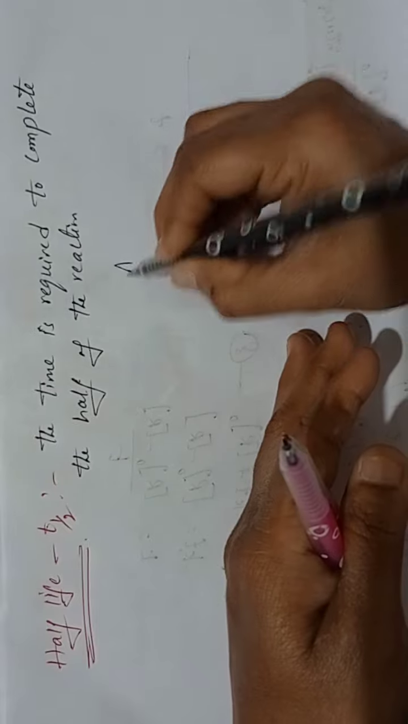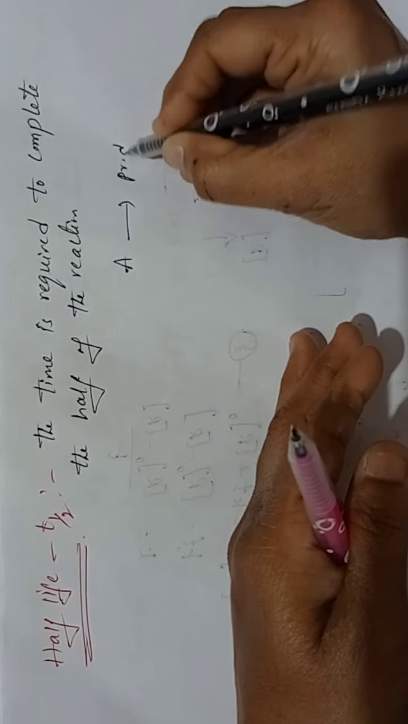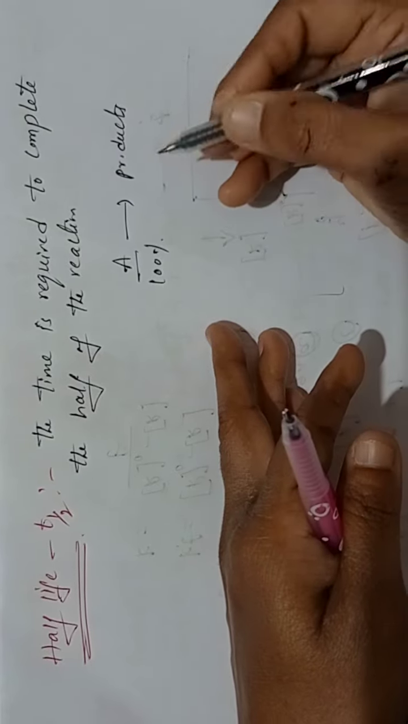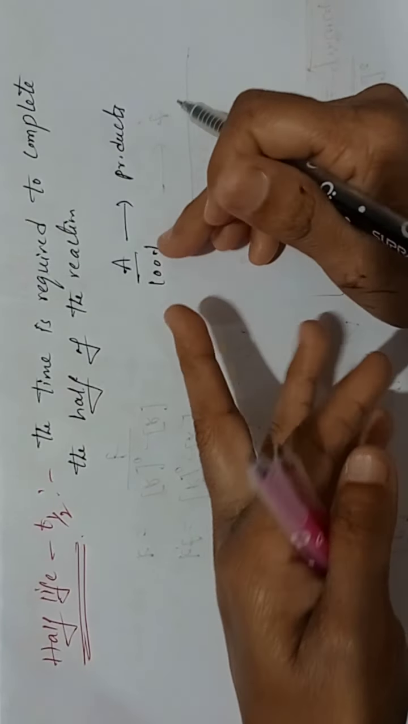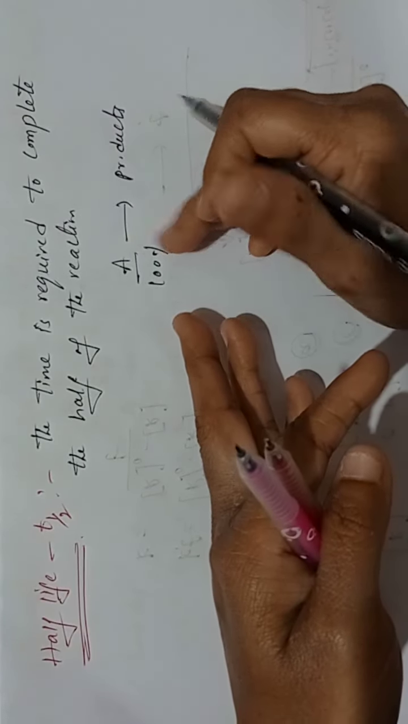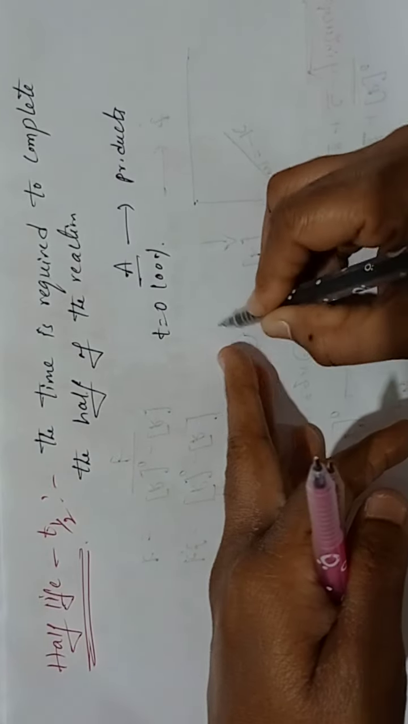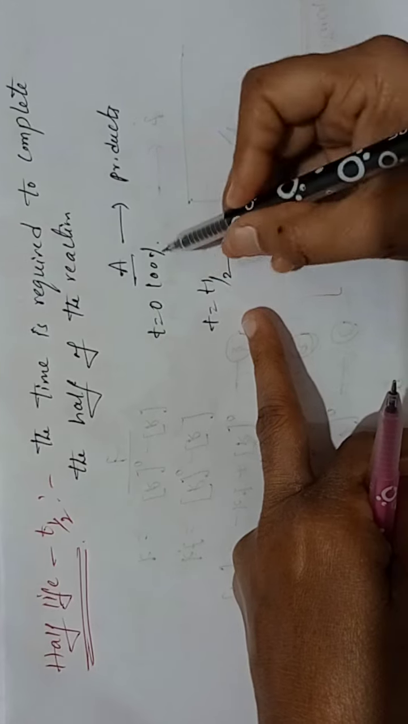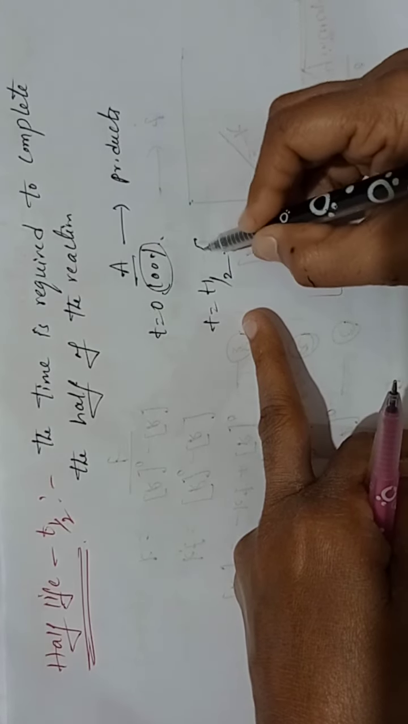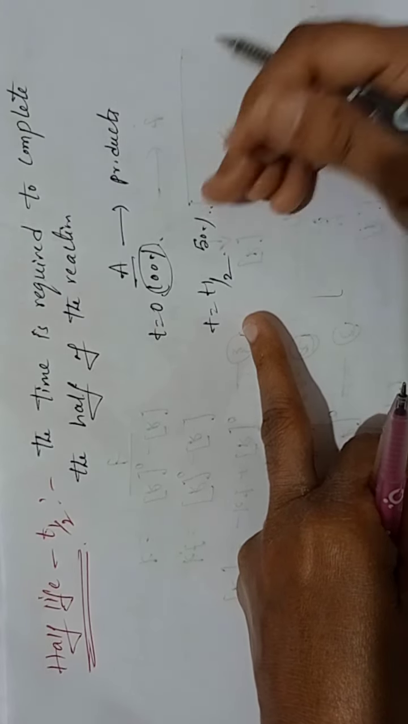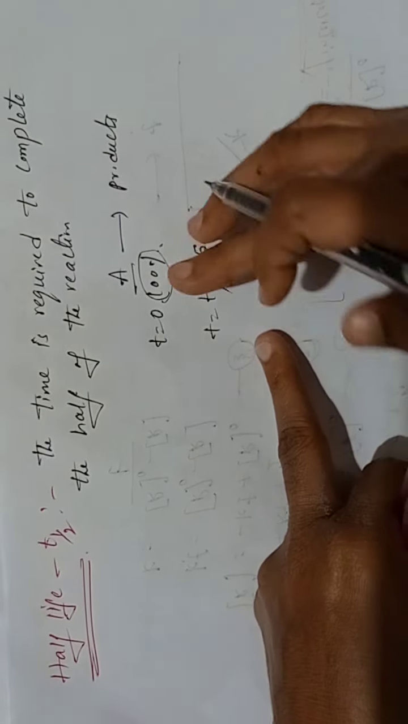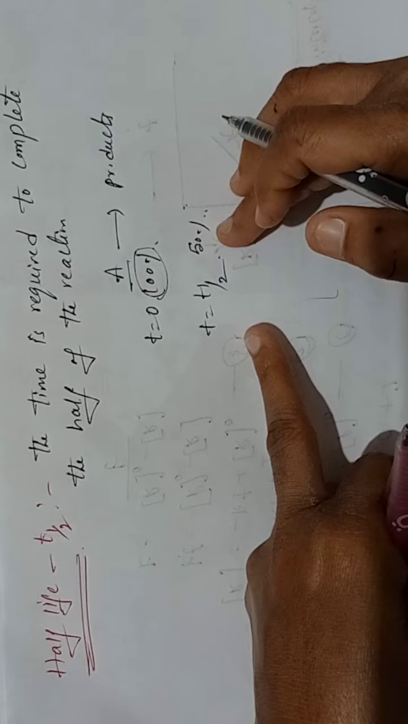For example, a reactant gives the product. Initially A is 100%, at t equal to 0. At t equal to t half, this concentration should become 50 percent. Are you following? To complete the half of the reaction, half of 100 is how much? Half of 100 is 50%.